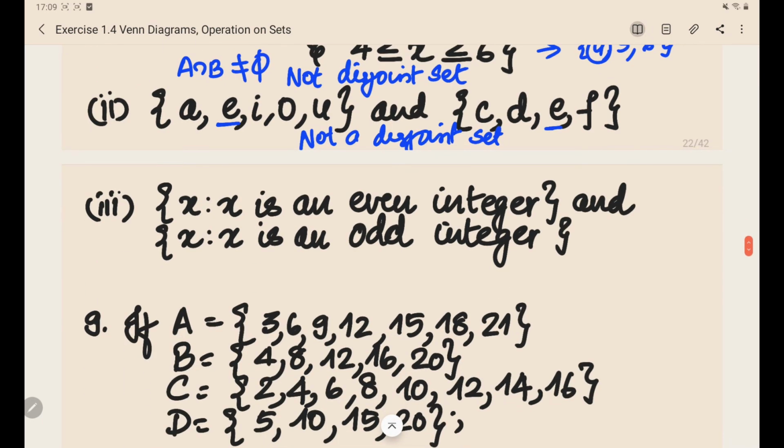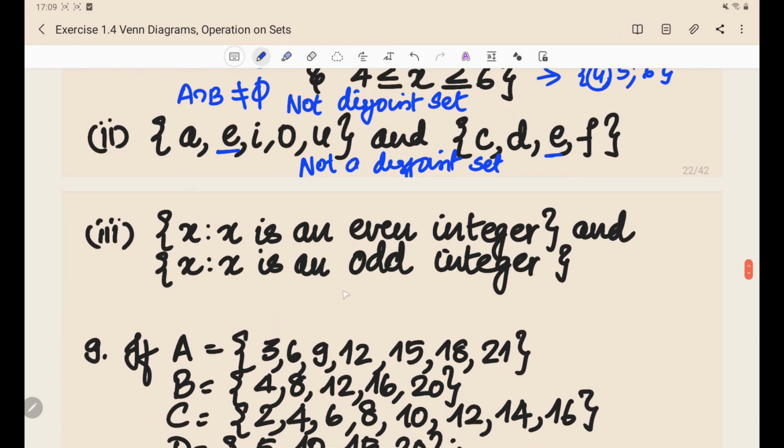Again, the next problem. X is an even integer and X is an odd integer. Do you find any common numbers between odd and even numbers? No. So obviously it is a disjoint set.